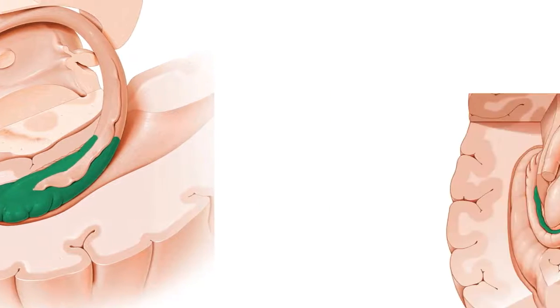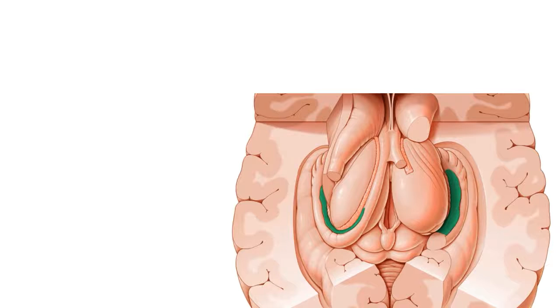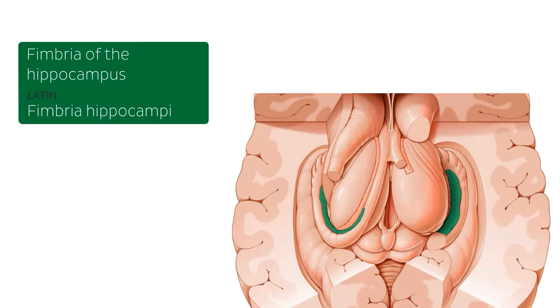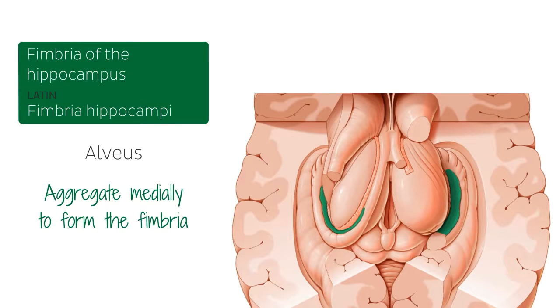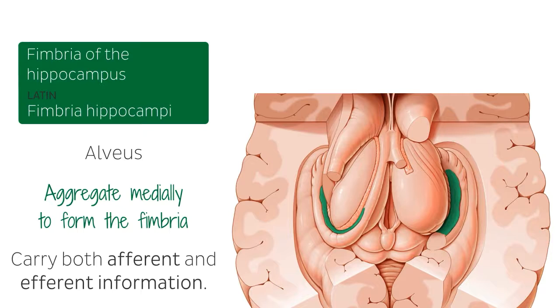From the most posterior part of the hippocampus, a bundle of fibers begins known as the alveus. As the fibers of the alveus travel posteriorly, they aggregate medially to form the fimbria of the hippocampus. So remember this, as the fibers of the alveus travel posteriorly, they aggregate medially to form these structures that we have now highlighted in green. So basically, the fimbria are a bundle of fibers that carry both afferent and efferent information to the hippocampus. These fibers pass medially and upward on the hippocampus and continue into the fornix as the crus of the fornix.